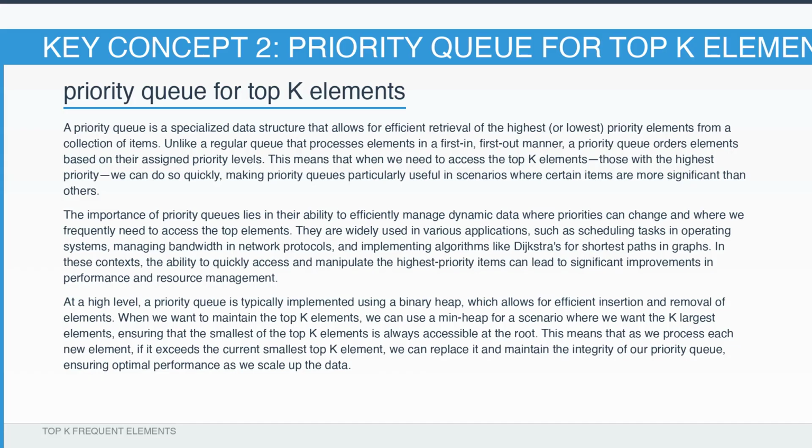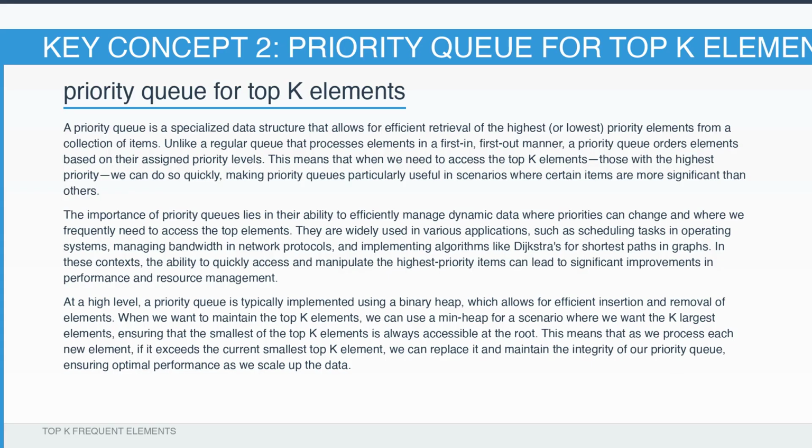A priority queue is a unique data structure that organizes elements based on their priority rather than their order of arrival. Think of it like a hospital emergency room, where patients are treated based on the severity of their conditions instead of when they arrived. This means when we need to find the top k elements, which have the highest priority, we can do it quickly and efficiently. The real power of priority queues comes from their ability to handle changing data, making them ideal for tasks like scheduling or managing resources in networks.